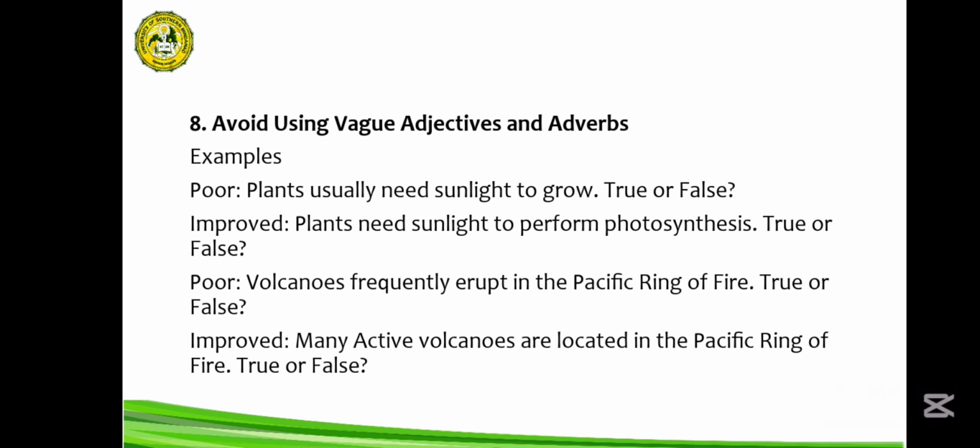The last one is avoid using vague adjectives and adverbs. As you notice here in the examples, the words usually and frequently. There are many others like occasionally, typically, and sometimes. These words are interpreted differently by each student, so we must avoid them to be more fair in our binary choice items. For example, the word many is more general but appropriate.